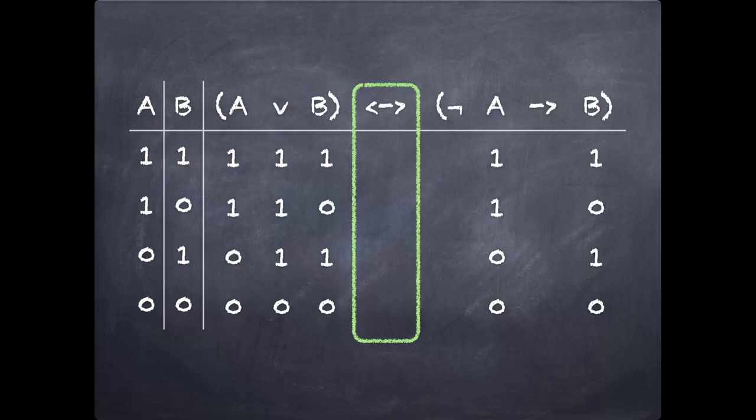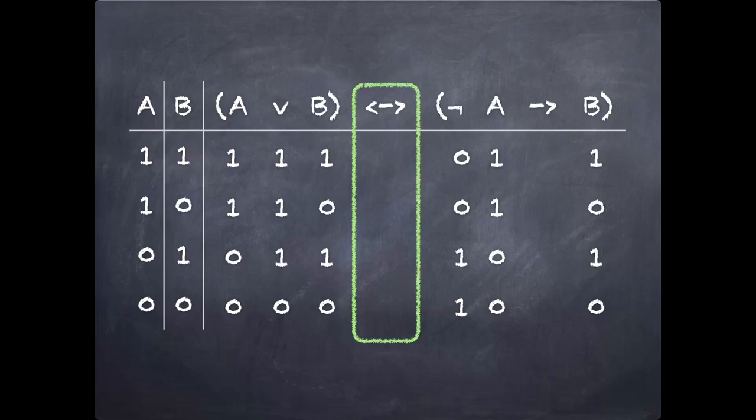Now let's look at the right-hand expression. It's also kind of complex. It's got that negation in front of the antecedent A, so we want to make sure we have got that right. We know that that is going to be just the reverse of whatever A is.